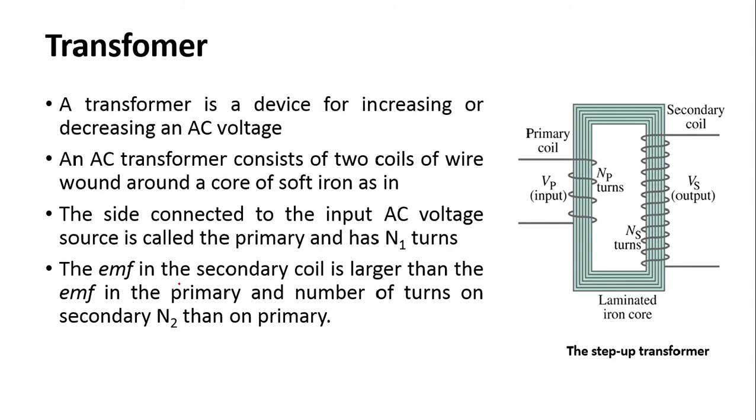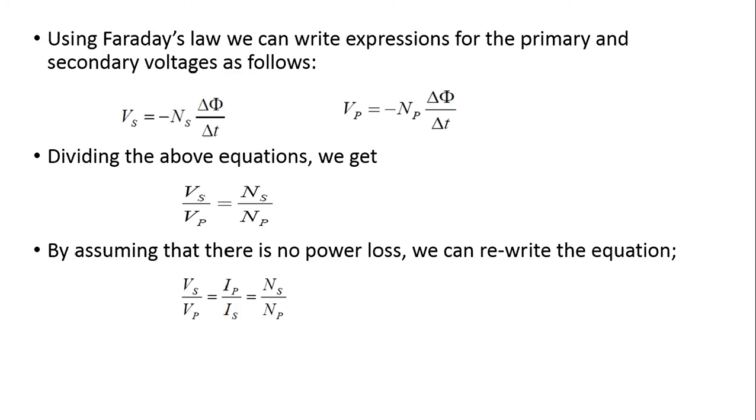The EMF in the secondary coil is larger than the EMF in the primary, and the number of turns in the secondary N2 is more than in the primary. So ini dia punya EMF dia lagi besar sebab apa? Sebab number of turns-nya adalah lagi tinggi. Okay. Ni kita panggil dia step up transformer sebab daripada input voltage yang rendah ke output voltage yang tinggi, kita panggil step up. Okay, using Faraday's law we can write an expression.